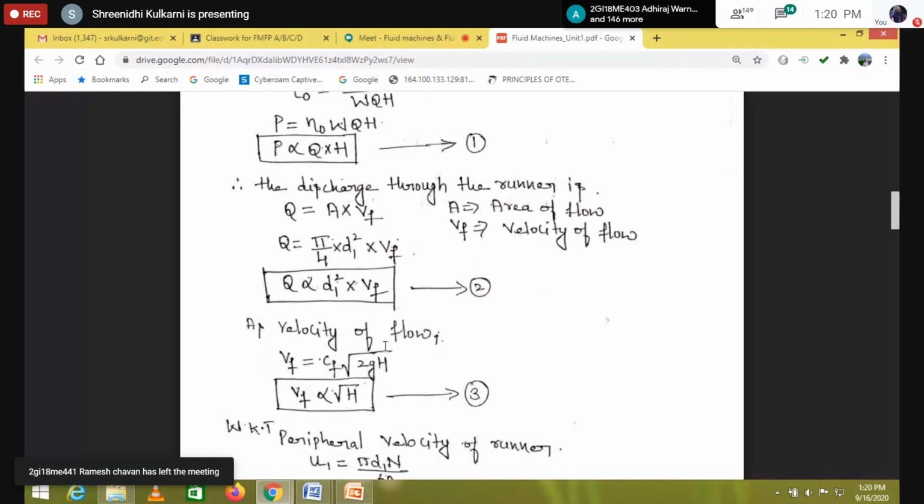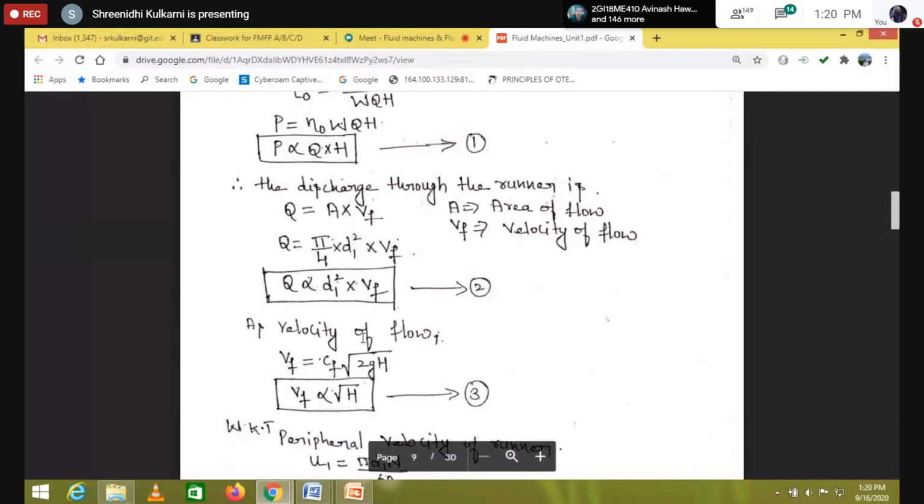Next step. As we know, the velocity of flow, I think you already used this equation. Velocity is, I think you have written Cv or Cf, root of 2gh in fluid mechanics. So the same equation we are using here. VF is equal to a constant, or you use Cd, the coefficient of discharge, but here it is the coefficient of the flow. So VF is equal to CF into root 2gh. Again, in this, the head is varying. So that's why VF is directly proportional to root h.